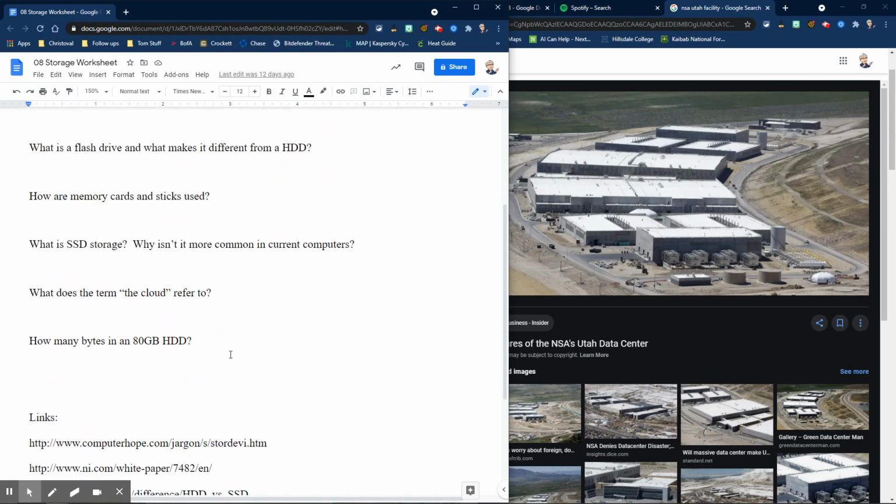So let's get to the last question here. And this one I'm actually going to do some writing on. And I'm going to say, how many bytes are in an 80 gigabyte hard drive? Now, this is kind of a funny question, because there are 1,024 bytes in 1 kilobyte. There are 1,024 kilobytes in one megabyte. I guess I could put a 1 in front of that. That would be nice.